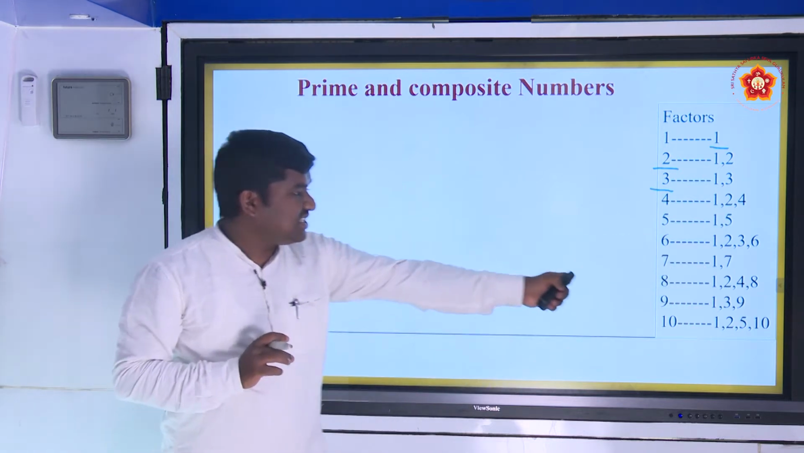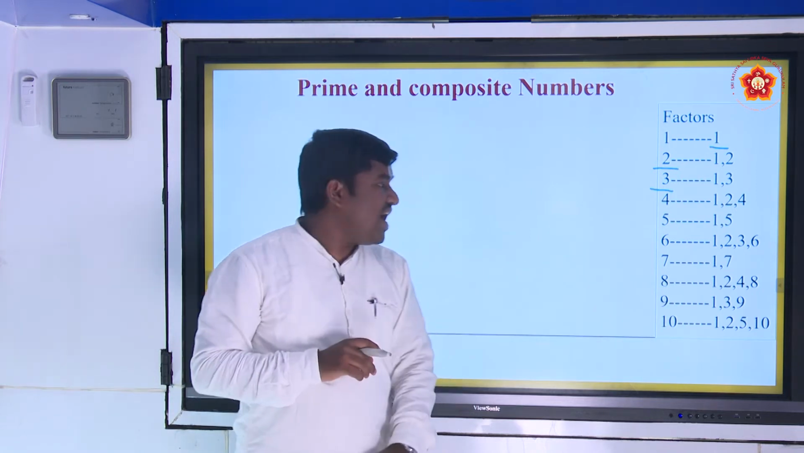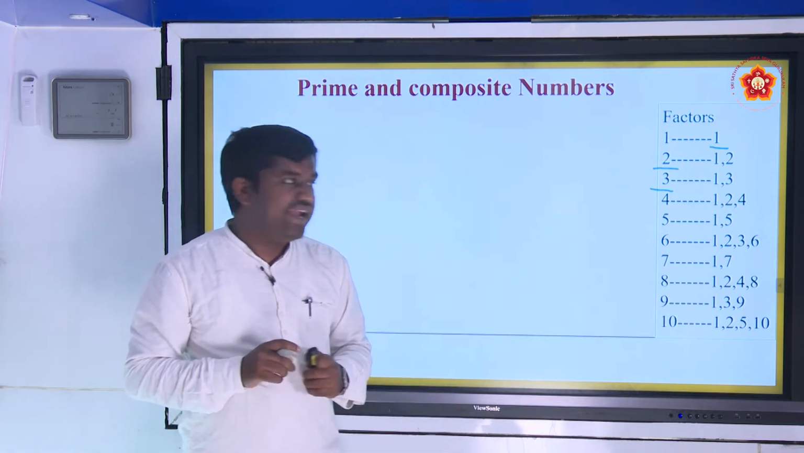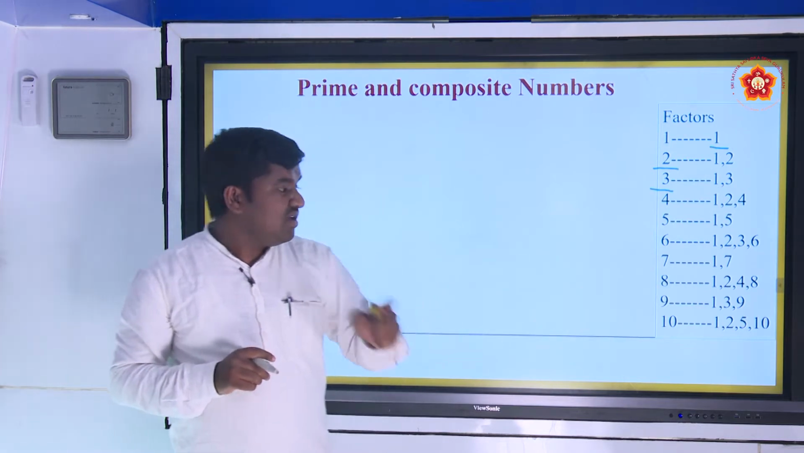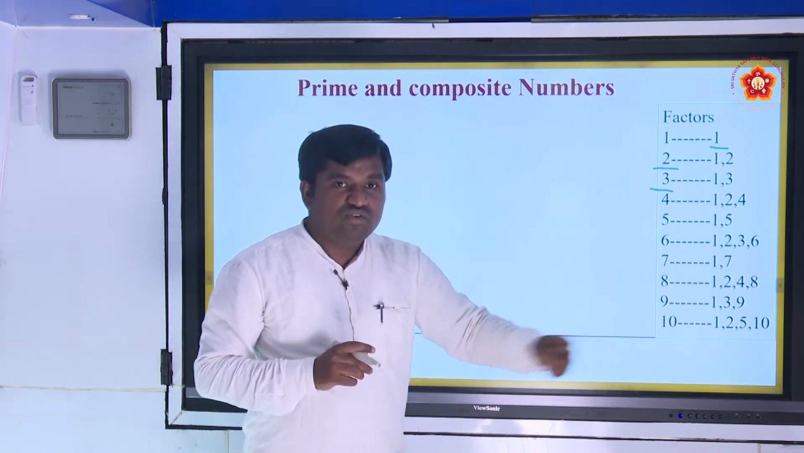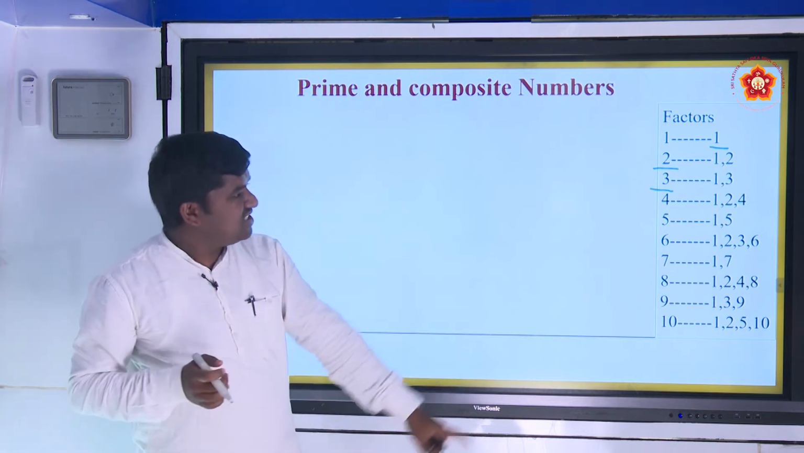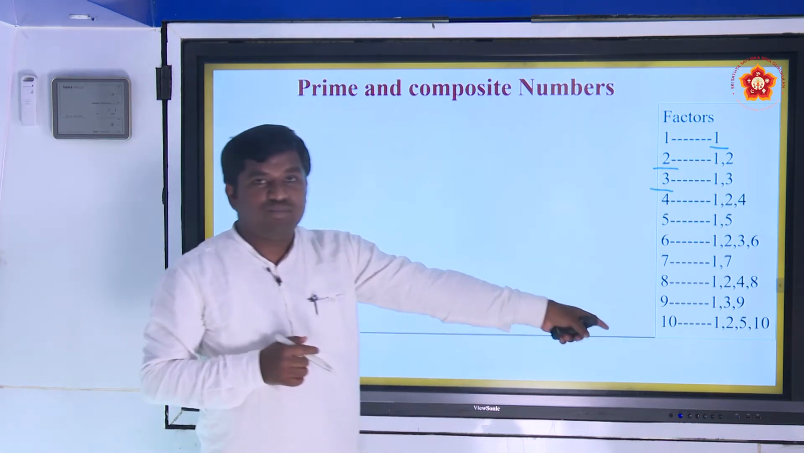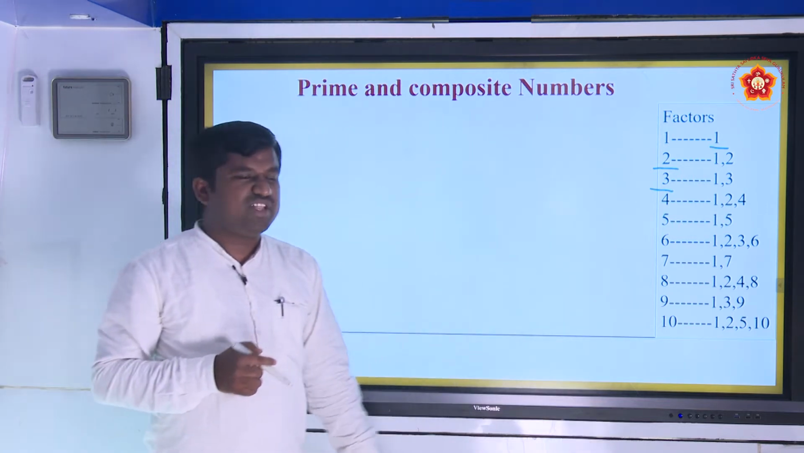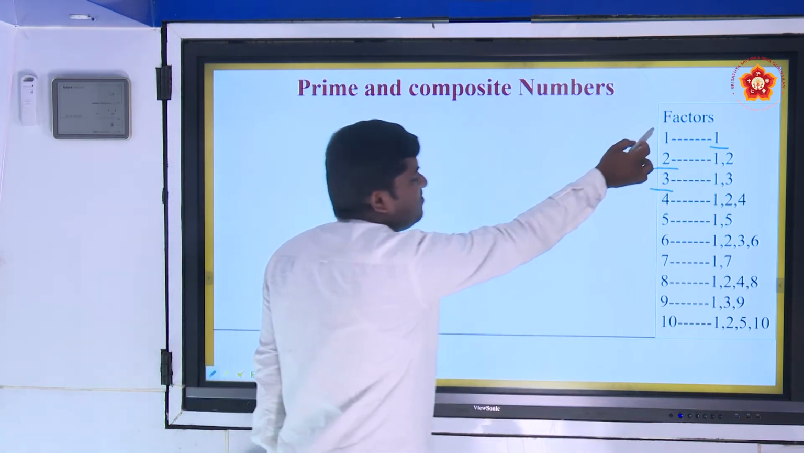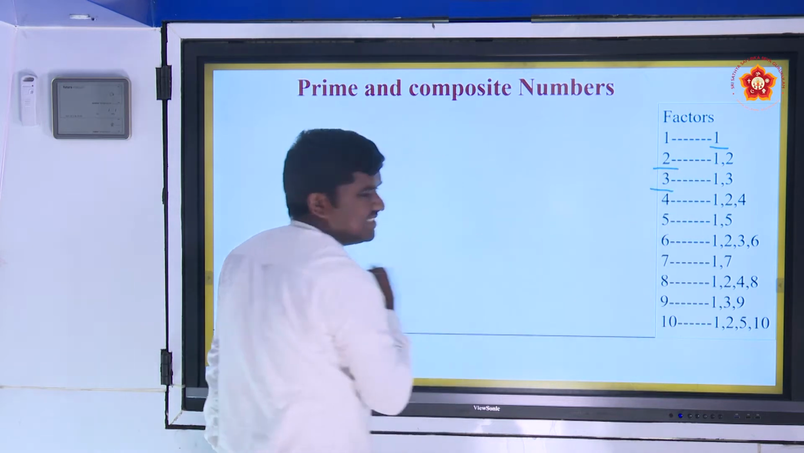Okay, next, factors of 8: 1, 2, 4, 8. Next, factors of 9: 1, 3, 9. Factors of 10: 1, 2, 5, 10. You can check the factors by using the previous method. You know how to find the factors. By using that method, you can find the factors from 1 to 10. You will get this answer.